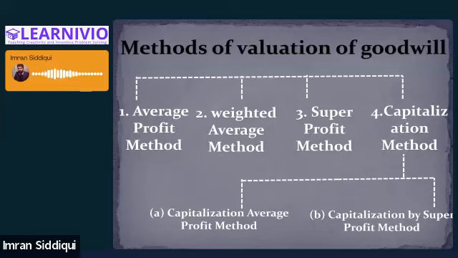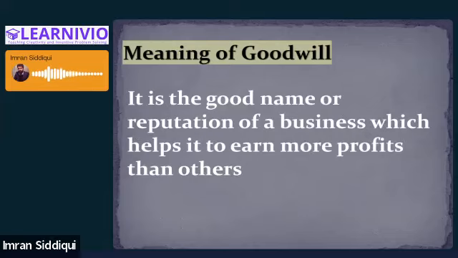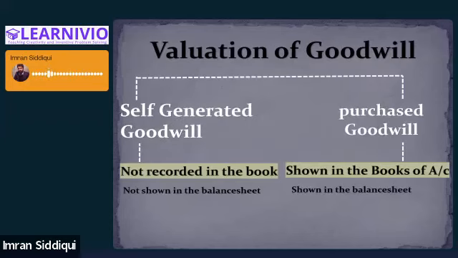Before moving to the valuation of goodwill, we talked about the meaning of goodwill and the different types of goodwill. Goodwill can be defined as the good name or reputation of a firm, of a business in the market, right? And there are two types of goodwill from the accounting point of view. One is self-generated and then there is purchase goodwill. Accounting treatment for both types of goodwill will be different.